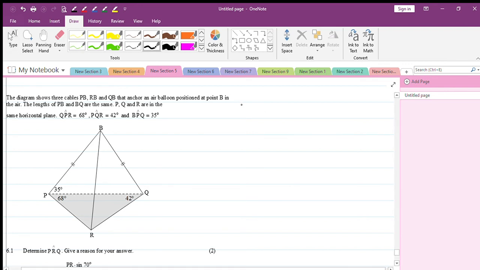In front of us is the diagram that shows three cables. There's the first cable, there's the second cable, and there's the third cable. All those cables act as an anchor of the air balloon positioned at point B. So the air balloon is positioned at this point here. So the air balloon is actually somewhere here. That's where the air balloon is positioned.